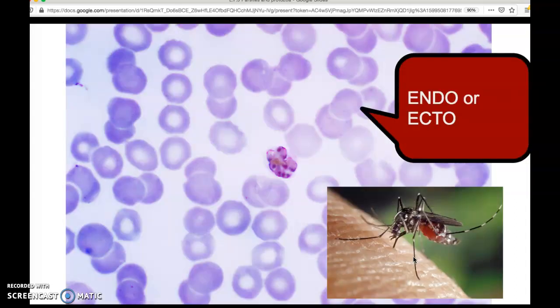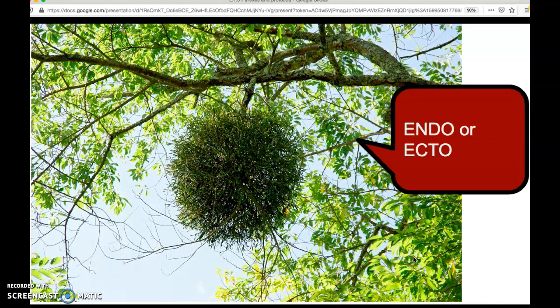And then malaria. So if we do the mosquito, malaria and the mosquito. So the mosquito is an ectoparasite because it's on the outside of the human. And the Plasmodium, that protozoan I talked about that causes malaria, is an endoparasite because it is inside of the organism. And lastly, mistletoe is considered ecto because it grows outside of the plant or tree that it infects. Outside, ecto, endo, inside.